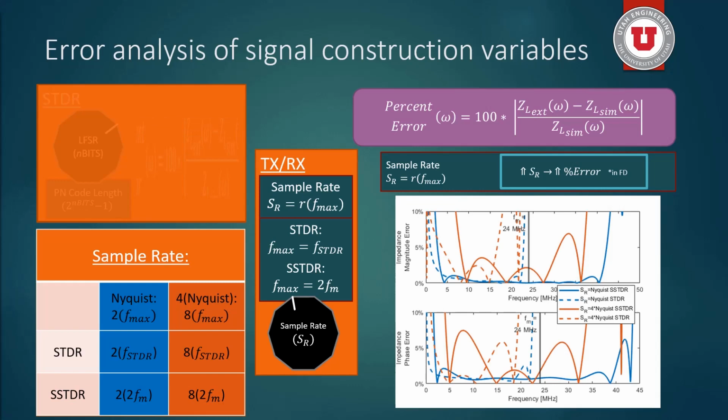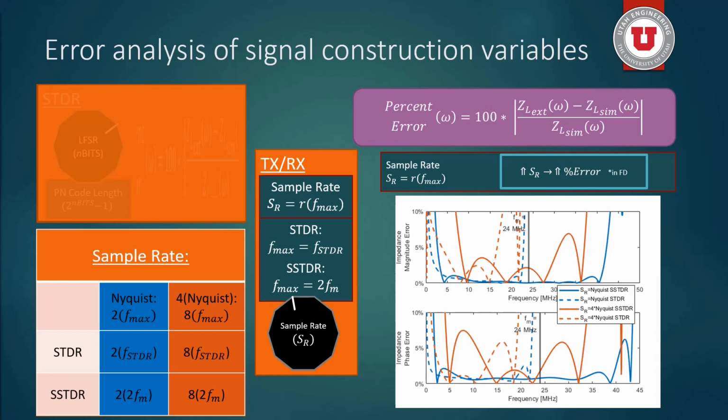Notice how increasing the sample rate to 4 times the minimum Nyquist value actually decreases the accuracy of the extracted impedance. This is due to introducing additional frequencies to the incident and reflected signals through sampling, which spreads out the energy in the signal to new higher frequencies.